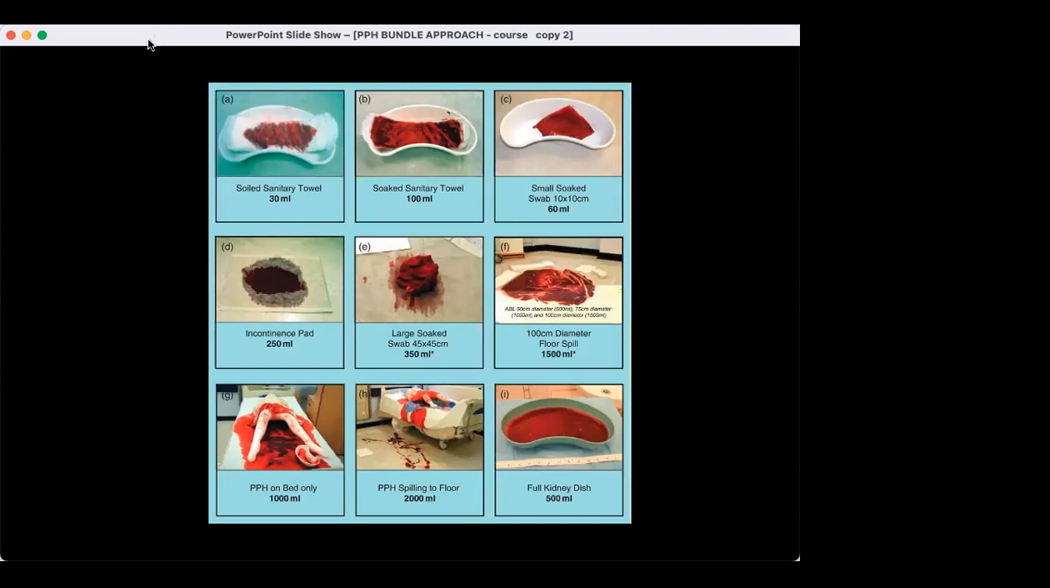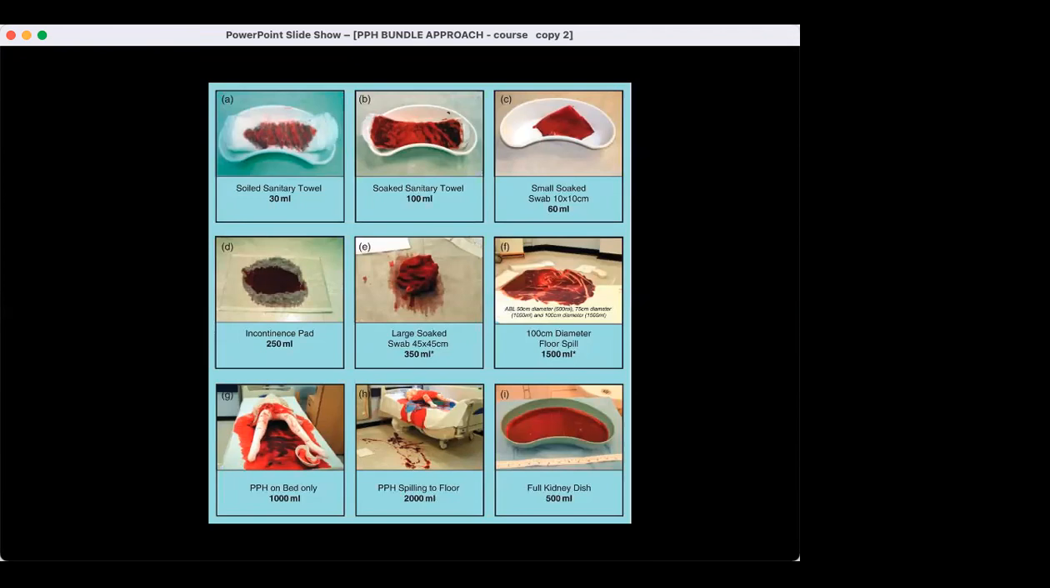Can ask Saida to get it printed and put it up in the delivery room, then blood loss and you can say ki hamari patient mein itni delivery hui. Jab tum isko calculate hi nahi kar rahe, you will not be able to say that PPH has taken place or PPH has not taken place.